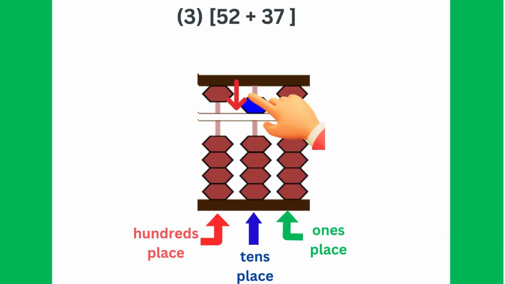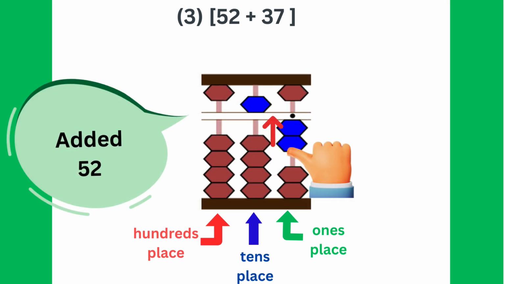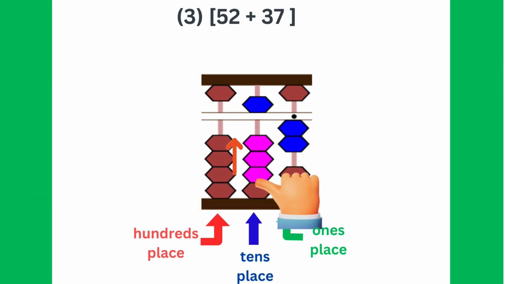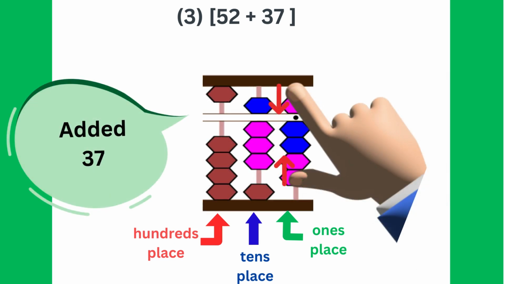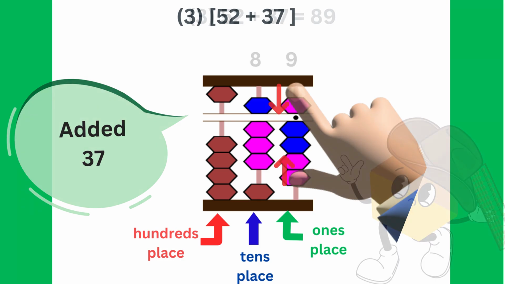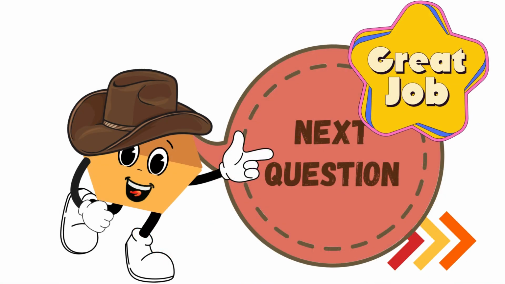First, add 50 in the tens column, then add 2 in the ones column. For the next number 37, add 30 in the tens column, then add 7 in the ones column. Therefore, 52 plus 37 is equal to 89. Good job! Let's move on to the next problem.